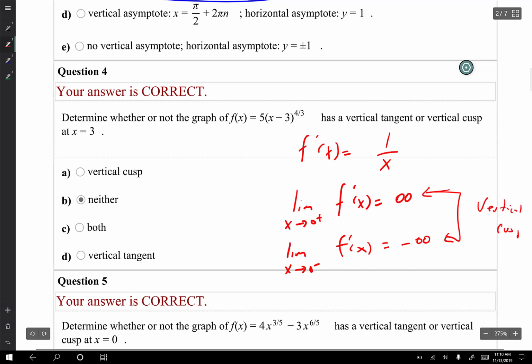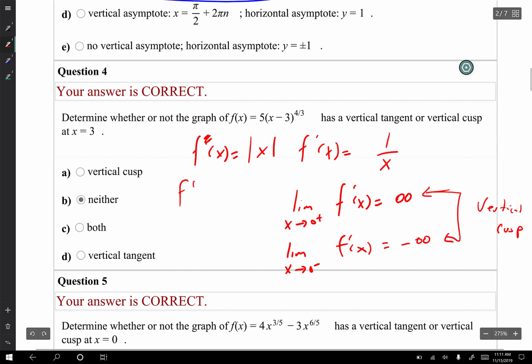For it to be a vertical tangent, I must be approaching from the right and left, and it has to be the same behavior, guys. Now, it doesn't have to be just positive infinity or negative infinity. It could also be something like absolute value. Let's say my original is the absolute value of x. Simple. So my f prime is either going to be a positive 1 or negative 1.